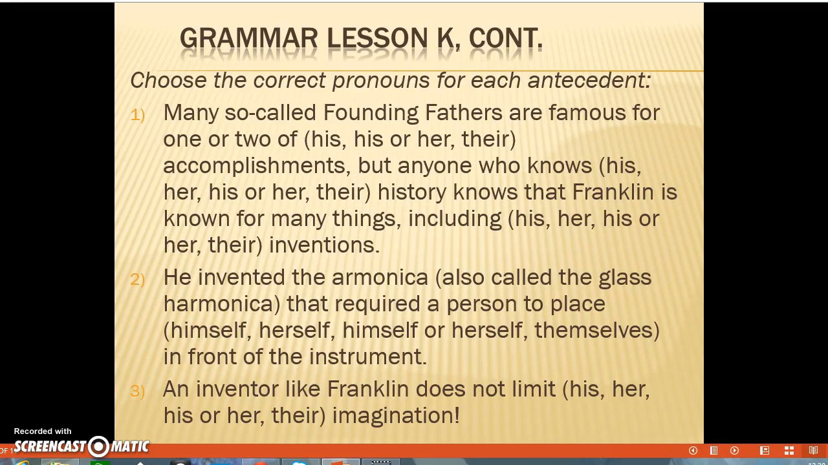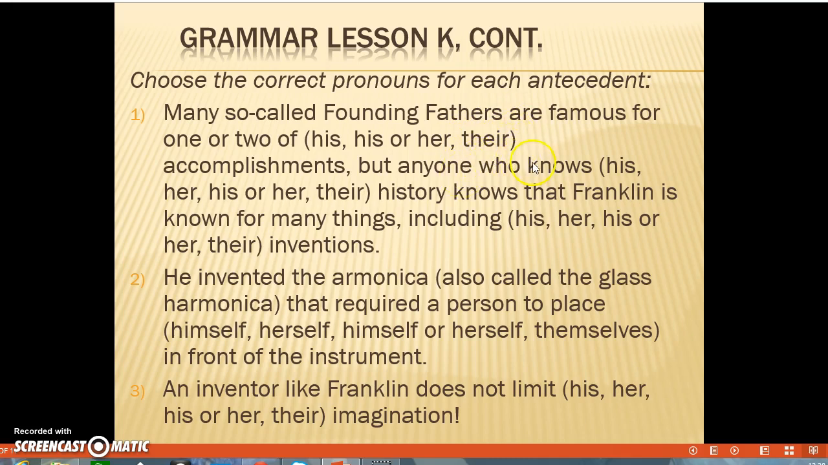Okay, so what we are looking for is that we have to choose the correct pronoun for each antecedent, and we know this based on what we've already learned. So if we look at these example sentences, let's read number one together. Many so-called founding fathers are famous for one or two of, we have to insert the pronoun, accomplishments. So we're talking about founding fathers as our antecedent. So that's talking about more than one male, okay? So we would use the pronoun there. Many so-called founding fathers are famous for one or two of their accomplishments.